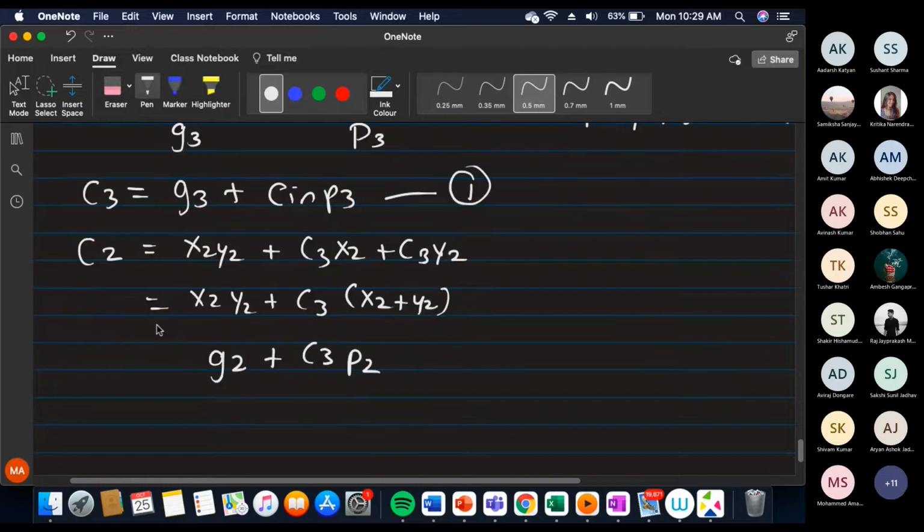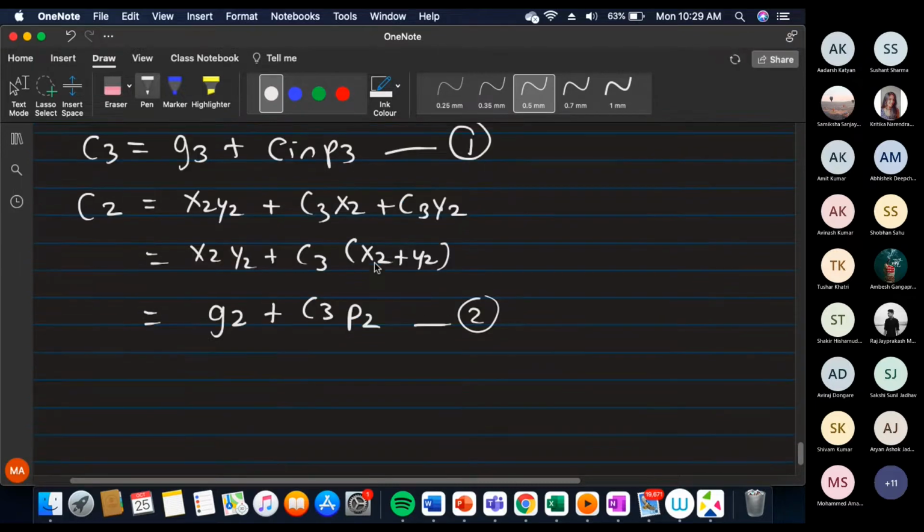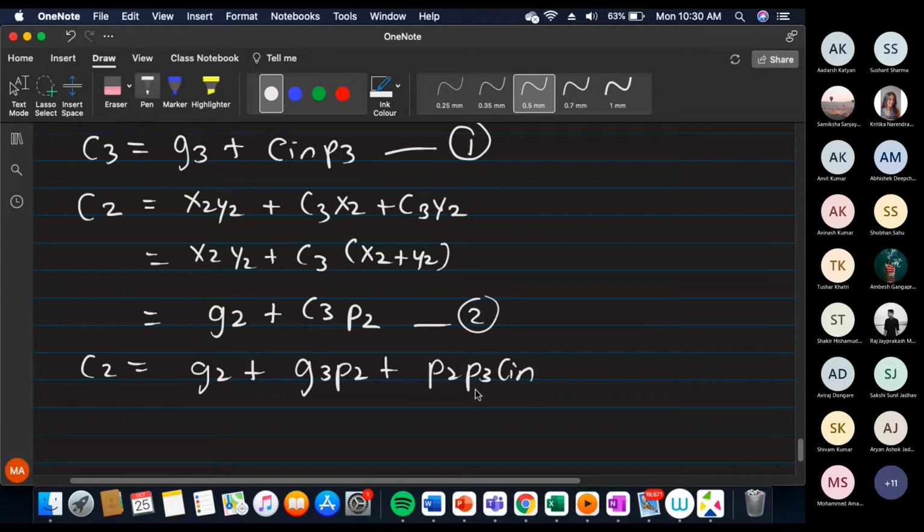Okay. Make it as equation number 2. In equation number 2, substitute the value of C3 from equation 1 and get the new equation. So C2 can be equal to G2 plus G3 P2 plus P2 P3 C in. Yes, sir. Make it as equation number 3.